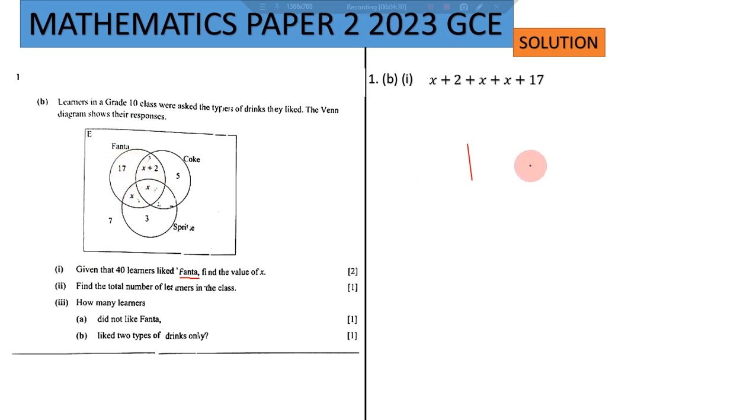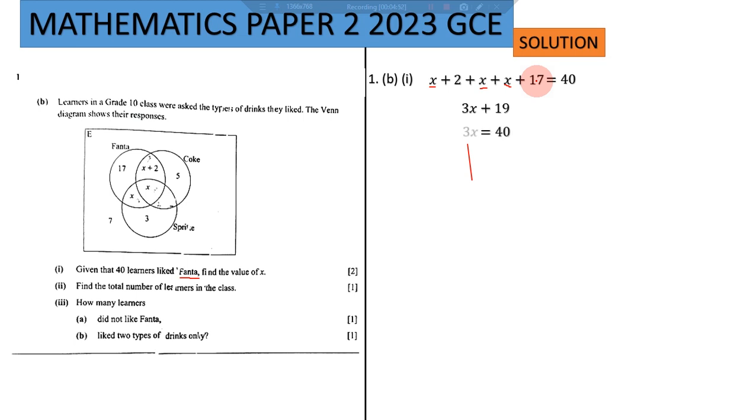All these when we add, it should be equal to 40. So let us add the letters, that is x plus x plus x. This gives us 3x. Good. Then if we add 2 plus 17 gives us what? 19. Perfect. So we have 3x plus 19 equals to 40.